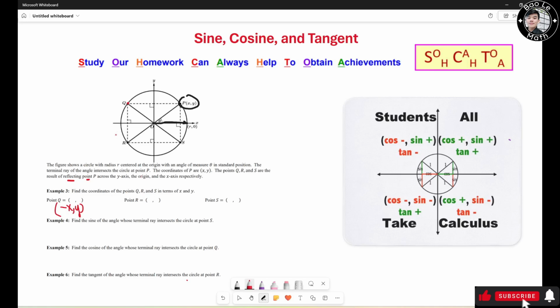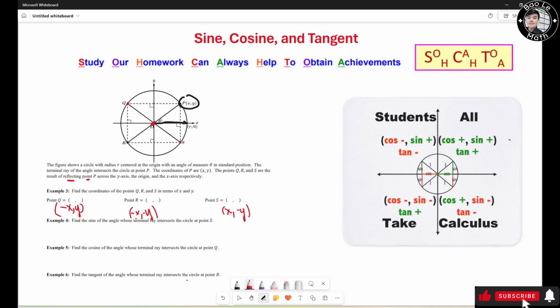Now point R is the reflection of point P over the origin. So x and y should both be opposites, so it's negative x comma negative y. Now, point S is the reflection of point P over the x-axis. So x should stay the same and y becomes opposite. So it's going to be x comma negative y.